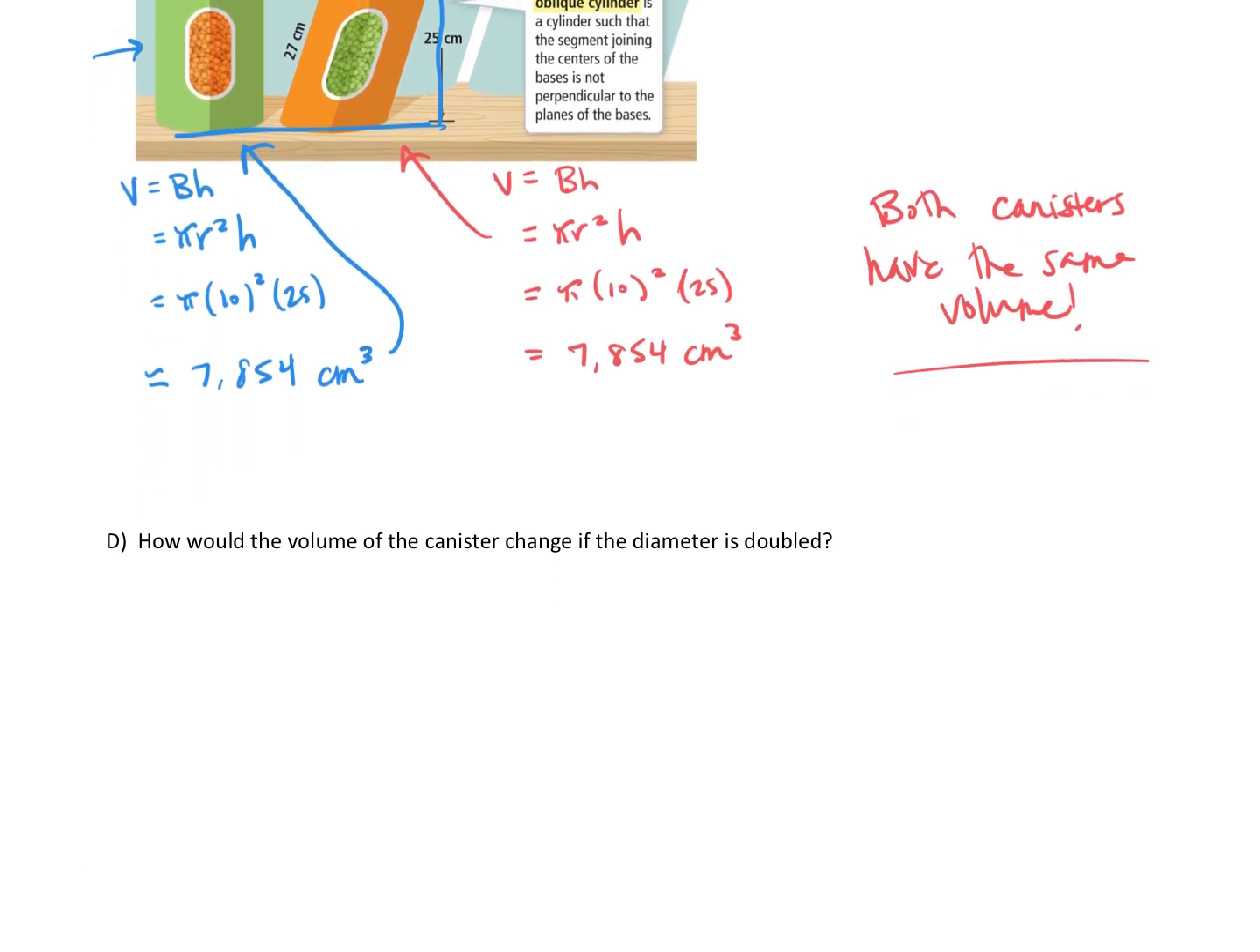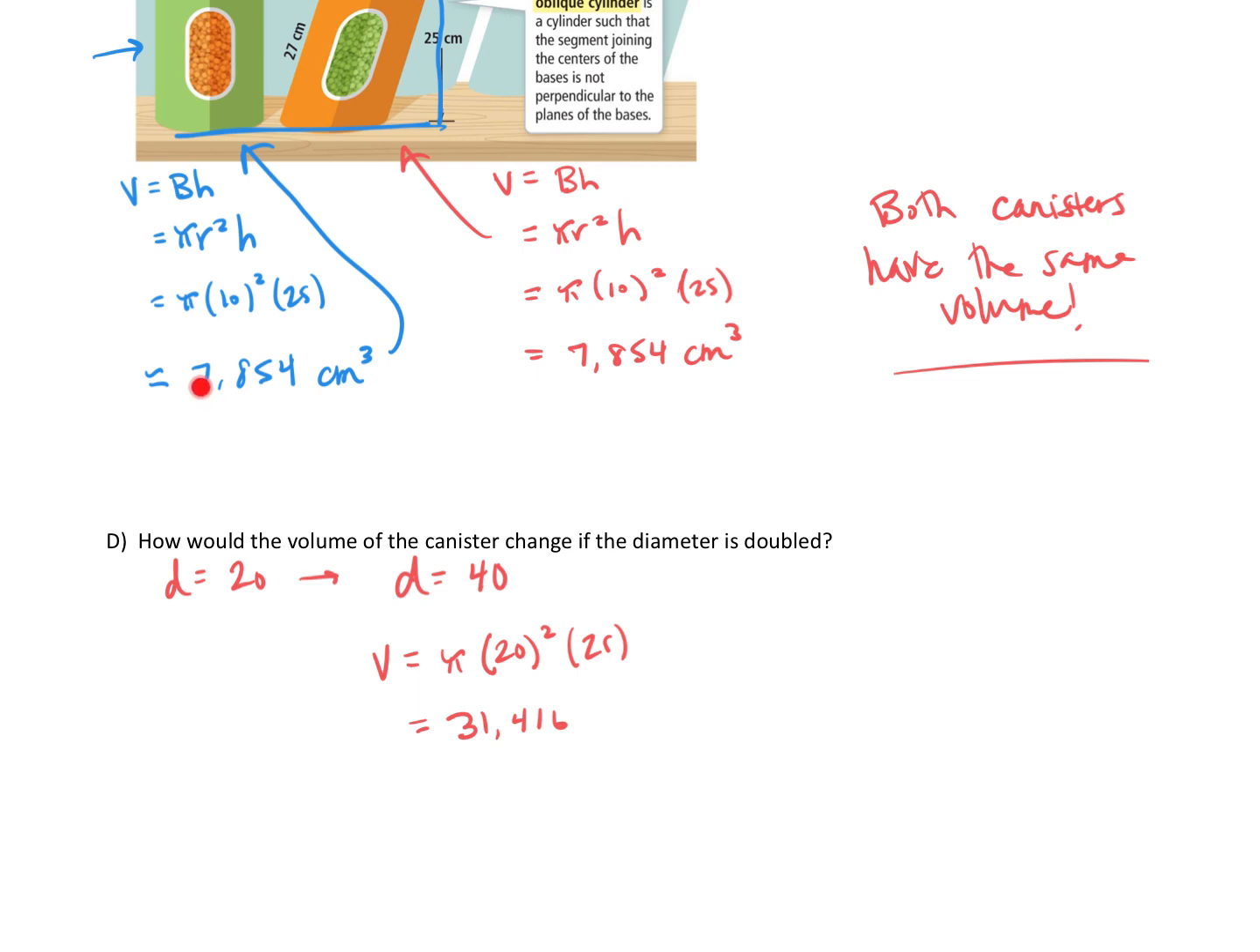So we have one more question. How would the volume of the canister change if the diameter is doubled? Well, our diameter was 20, right? So if we double that to a diameter of 40, how would the volume change? Well, we can quickly calculate that. The volume was equal to pi times, now our radius would be half of the diameter, so 20 squared, times our height of 25. That gets us about 31,416. So it got a lot bigger.